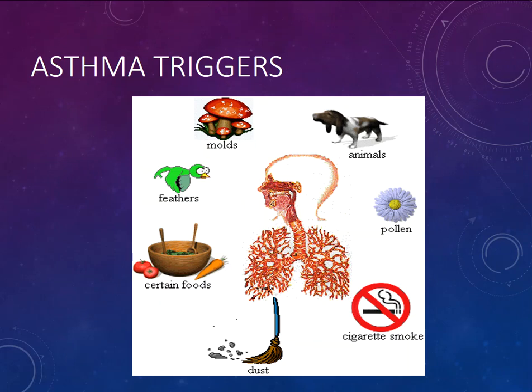So let's talk about triggers. In allergic asthma, an episode may occur if an individual is exposed to a trigger. Potential triggers are exposure to allergens, exercise, cold, inhaled irritants, GERD, emotional stress, and respiratory virus. And this image depicts several common allergens.